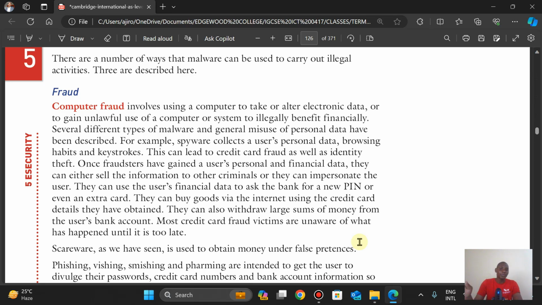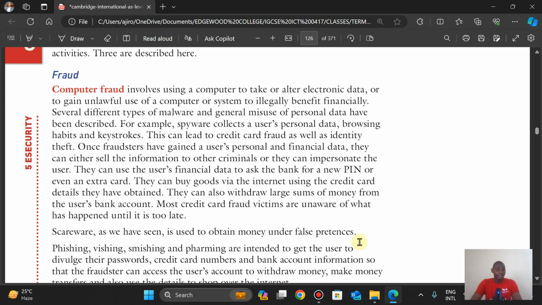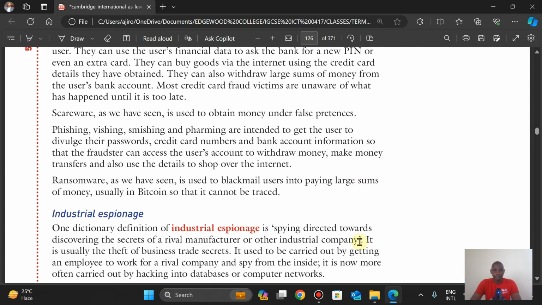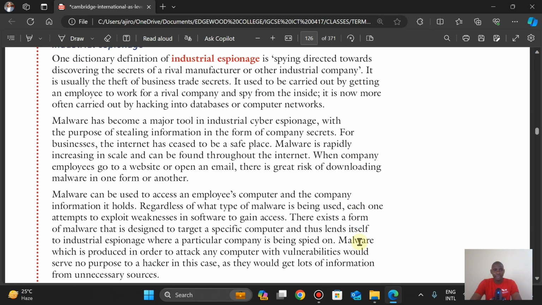Okay, the different types of malware and how they misuse personal data have been described. We have spyware that can be used to collect your personal data, browsing habits, and keystrokes. We have scareware that tells you, oh, your laptop is affected, subscribe to ensure that it's removed, and you subscribe, and it's a scam. We have phishing, smishing, pharming, which are intended to make you divulge your password. Ransomware as well. So take note of that.